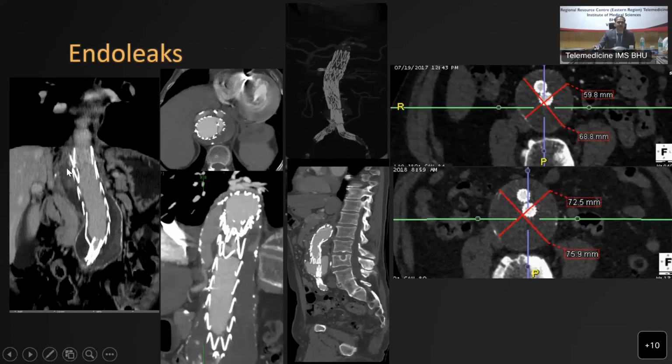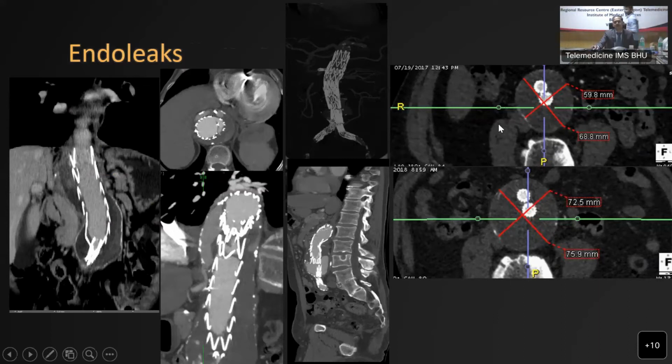So this is a case with type 1A endoleak, where you can see a little bit of contrast coming from the top end. And here is a type 2 endoleak fed by one of the mesenteric vessels. You can see that flow is retrograde and filling the excluded sac. Here is a type 3 endoleak, where there is actually a dehiscence of the device itself, where the device has broken down, causing a lot of leak into the excluded sac.